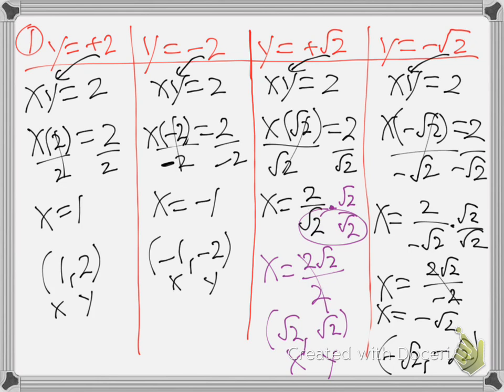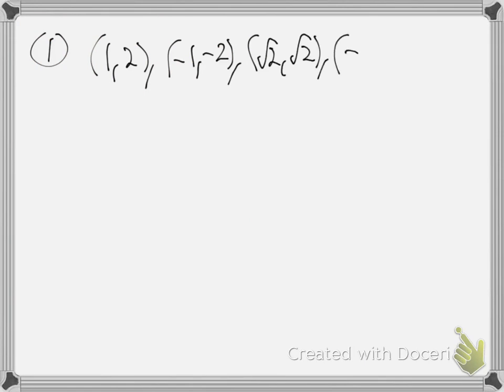4 answers. And they want you to type them all in. Just the typing in can take a long time, with commas between them all. Is that okay? Everybody tracking all those answers? Could you read this one down here? Are we good there? So the final answer then, on number 1, what they want you to type in: 1, 2, comma, negative 1, negative 2, comma, root 2, root 2, and then negative root 2, negative root 2. That's the answer they want you to type in. Those are the 4 points that make that equation true.